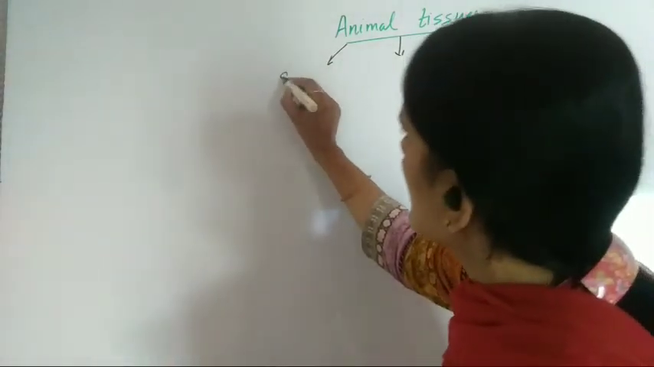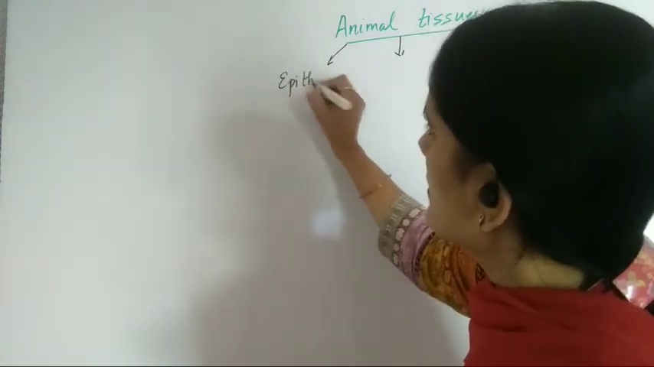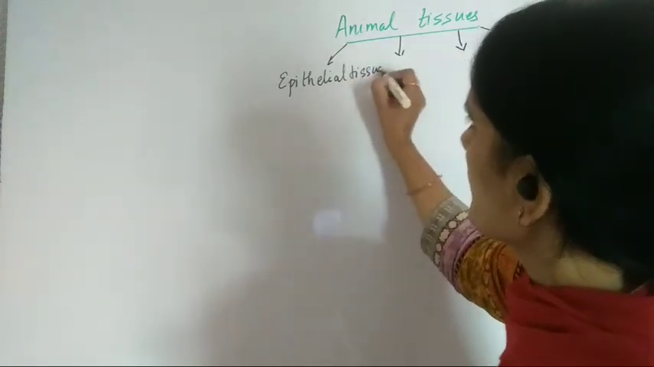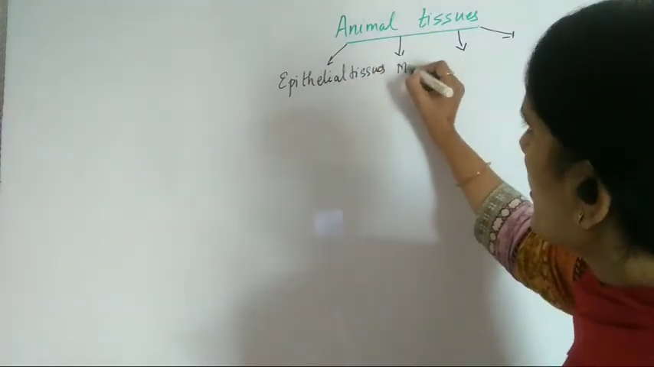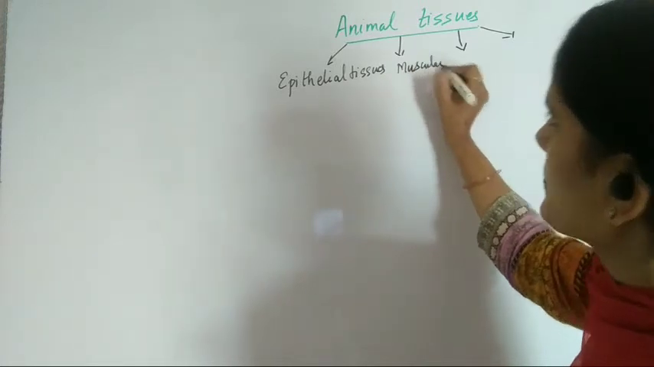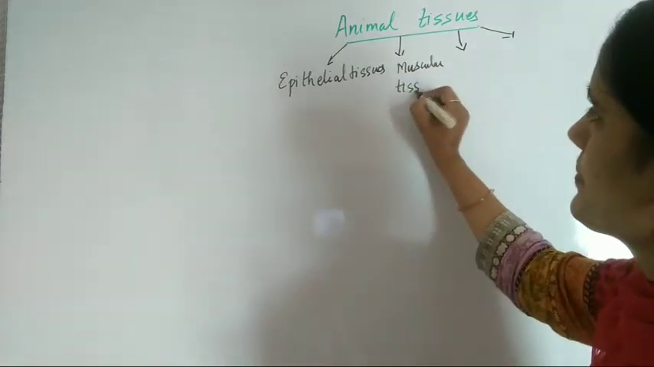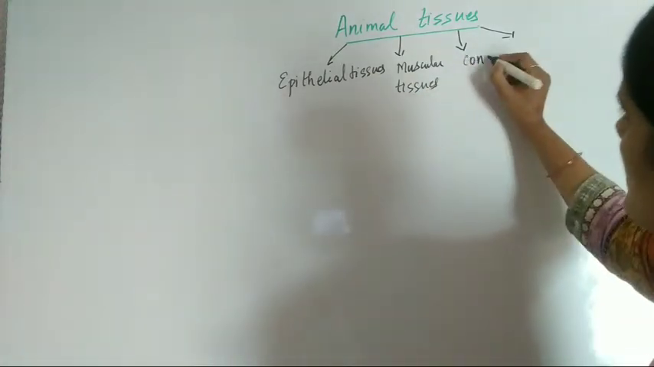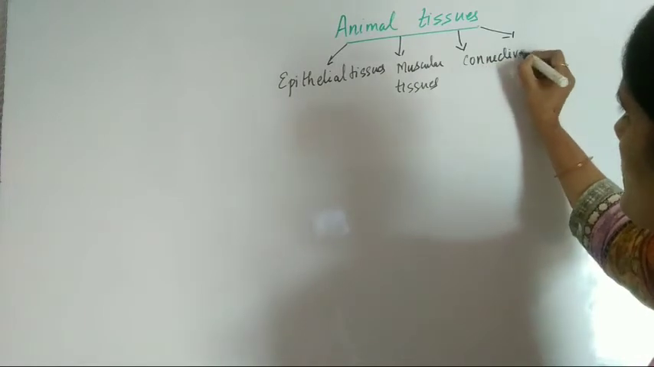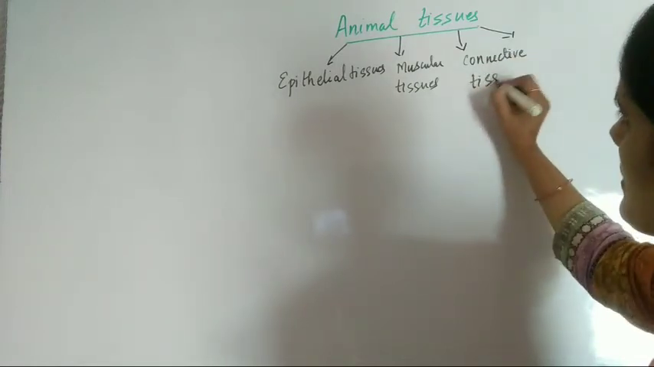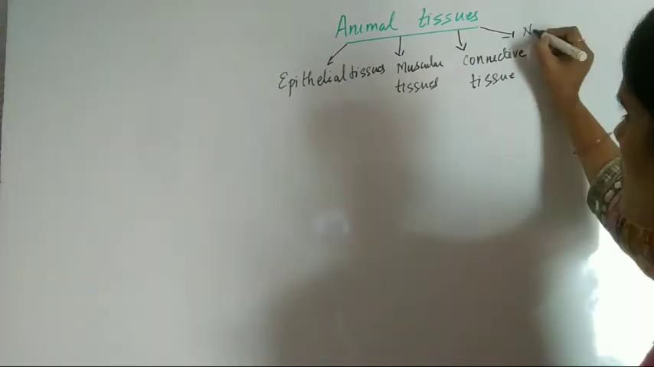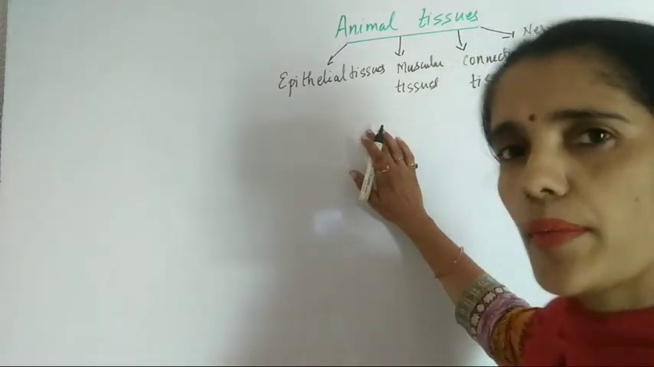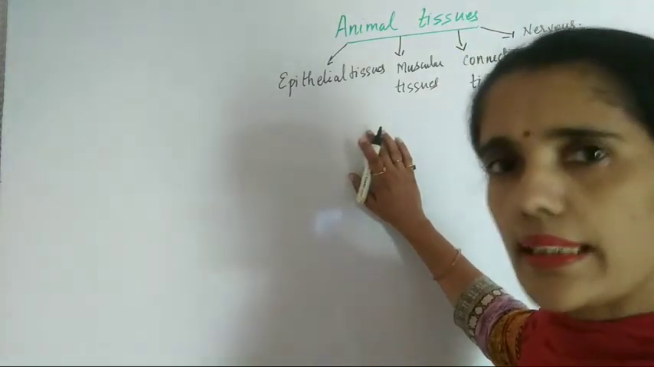First one is epithelial tissue. Second, muscular tissue. Third is connective tissue. And nervous tissue. Okay? So, in animal tissue, I have told you both living and dead cells are there.